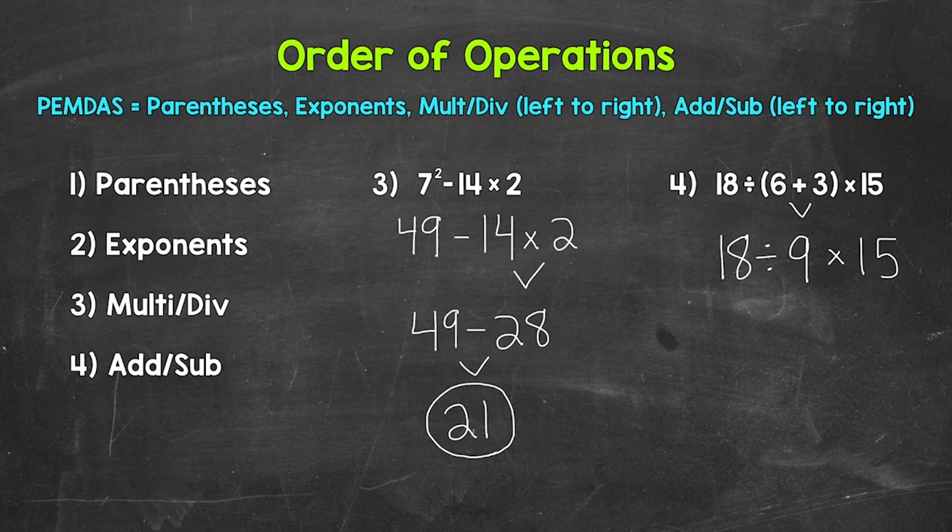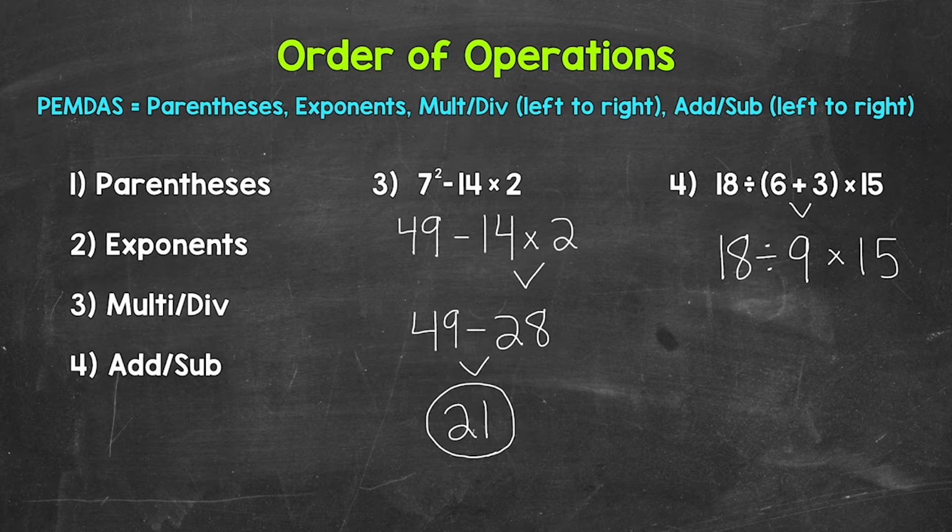Any parentheses? No. Any exponents? No. Any multiplication or division? Yes, we actually have both multiplication and division. Since we have both, we need to work from left to right. Multiplication and division are on the same level, so to speak. They are the same priority. So when that happens, we work from left to right. When working from left to right, division comes first.